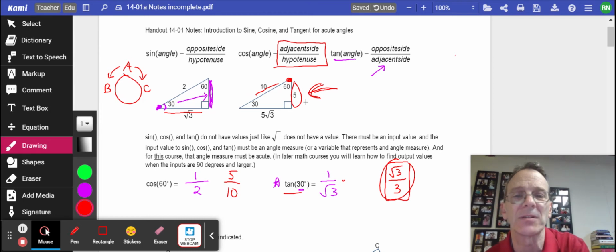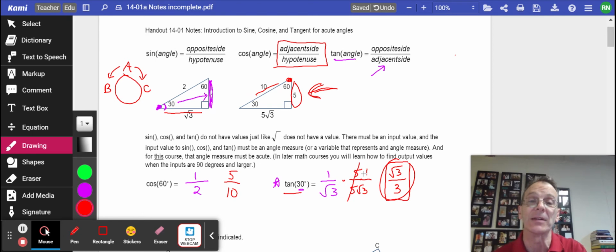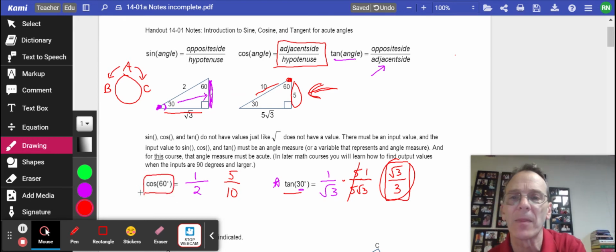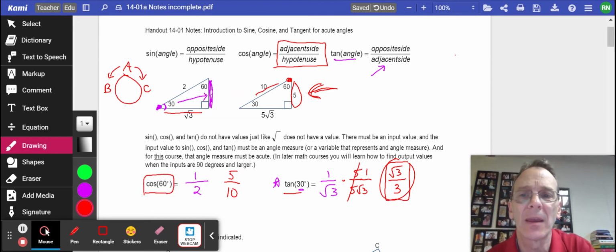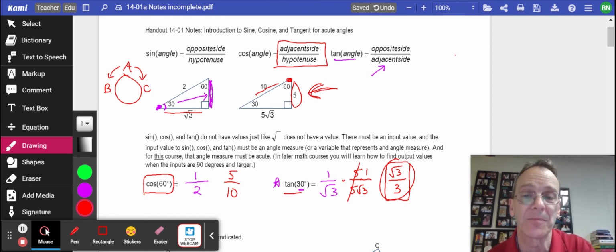Okay. Same thing with the tangent. If we had used this second triangle, we would have gotten 5 over 5 radical 3. The 5s would cancel out, leaving you with not radical 3, but a 1 over radical 3. So we get the same result. Okay. So the cosine of 60 degrees is always and forever the value 1/2. And it doesn't matter what 30, 60, 90 triangle you use to calculate that value, it's always 1/2. The tangent of 30 degrees is always this value. Okay.